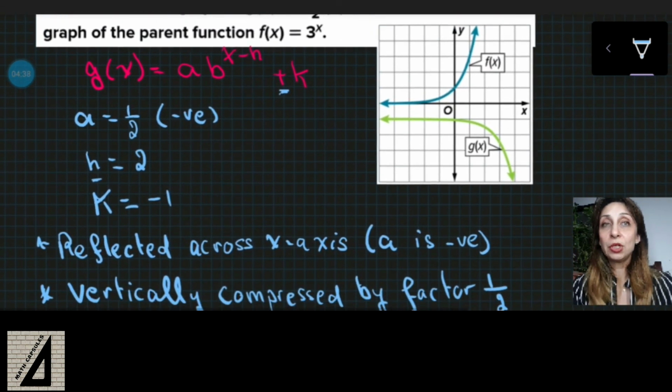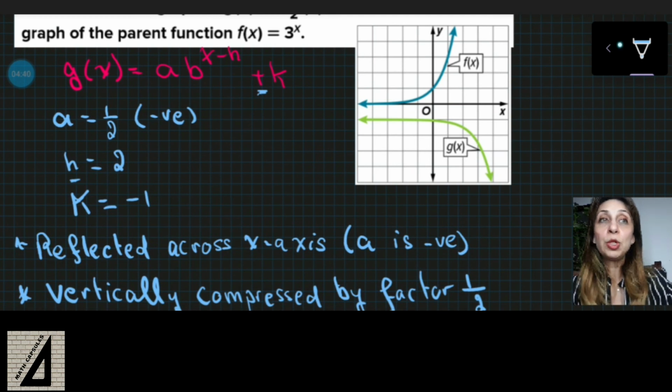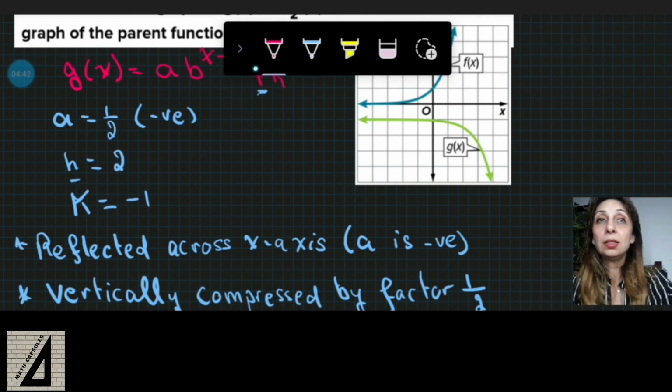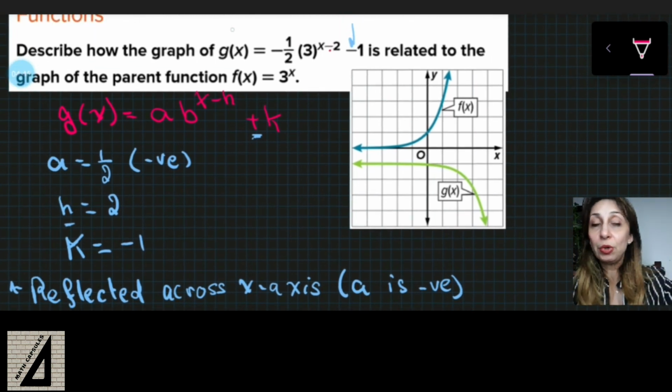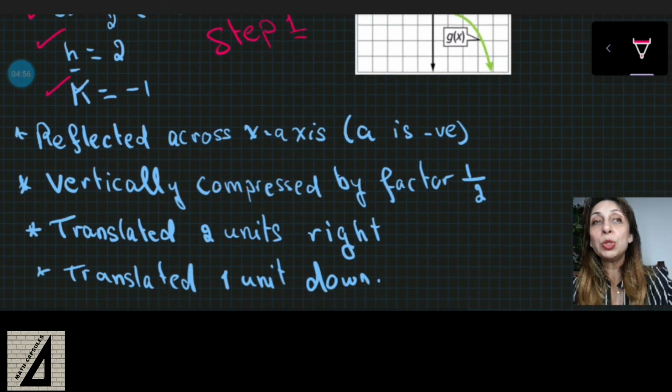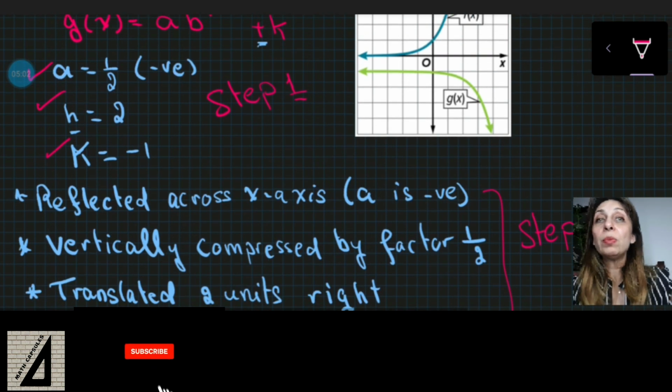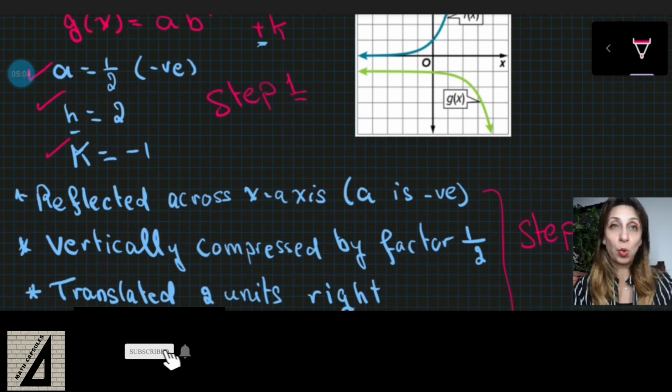Again, to describe the transformation function, the first step, you must write these parameters from the problem given to you, from the equation or the function given to you. You must write what is a, h, and k. So this is step number 1. And then step number 2 is that you're going to describe this from the parameters that you have written in step 1.